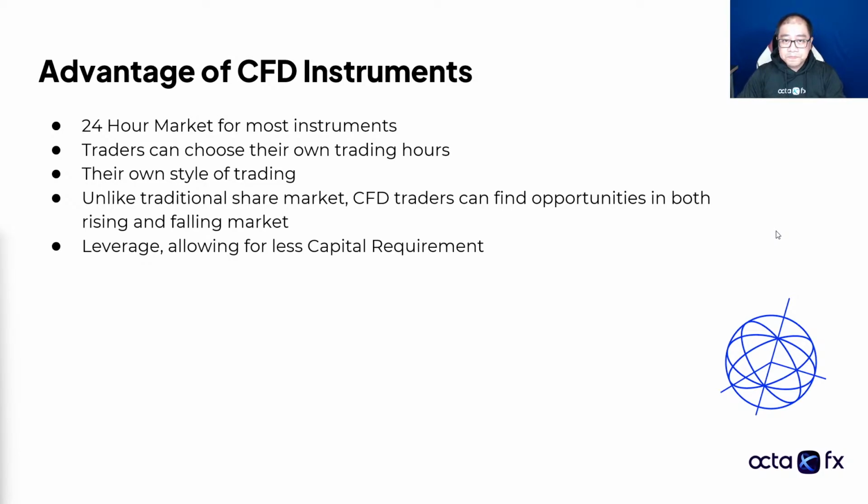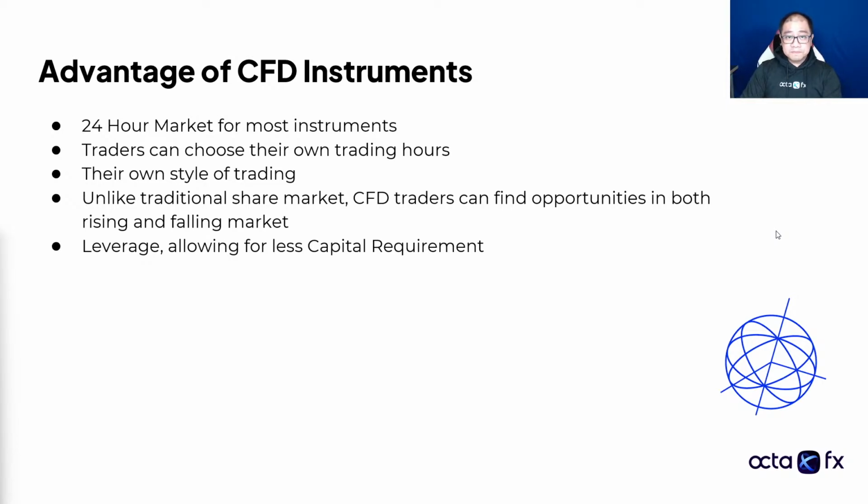Unlike the traditional share market, where you need to wait for the market to be open, and it typically opens at 9 in the morning, closes at 4, and in between there's an hour break during the lunch period. Those are things that you don't have to worry about, because with CFD markets, the market just keeps running. Okay. And the other advantage that we also talked about earlier, unlike the traditional share market, is that CFD traders can find opportunities in both rising and falling markets.